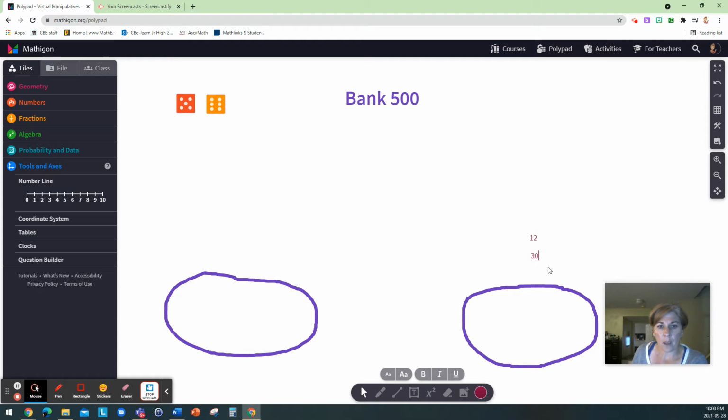This is for students who are pretty comfortable with adding. If your student really struggles with adding, you're going to go back to Bank 300 and work on that adding piece first. Here, your student should be able to just add the tens and the ones, and I'm going to go with the 42 in my bank. Okay, now I can get rid of these, and now it's the other person's turn.